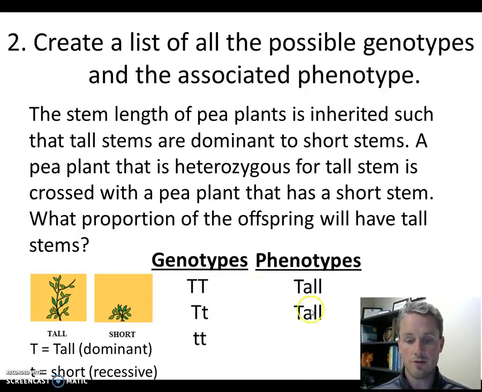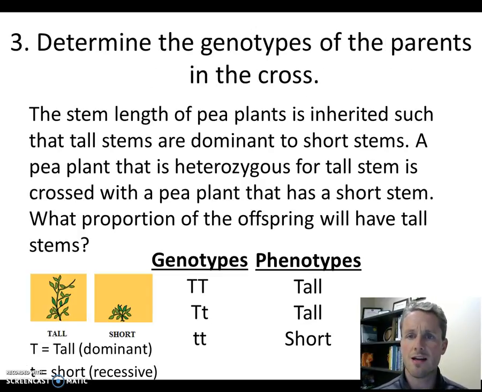And then lastly, if we have two recessive alleles, that's when we get a short plant. So I've got this information now. I know what the allele symbols are. I know what all the possible genotypes are. So now I can move to step 3 in trying to answer this question: determine the genotypes of the parents in the cross.